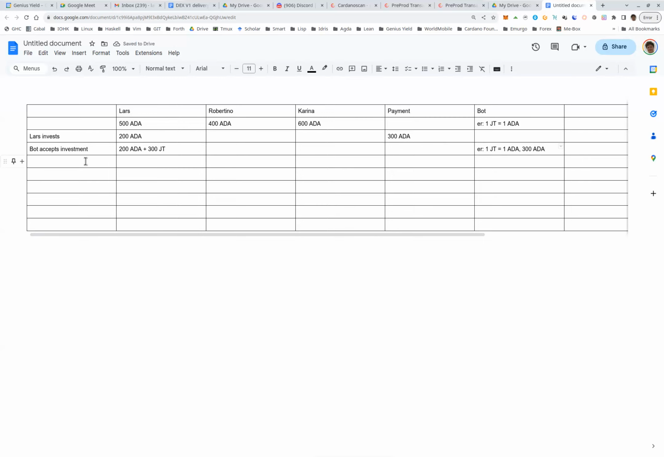So now Robertino invests, let's say 200 ADA, puts it in the payment contract. Of course, the datum here would be Lars, and here it would say Robertino. Yeah, it does have to, because I'm able to cancel. I mean, we can demonstrate that as well.